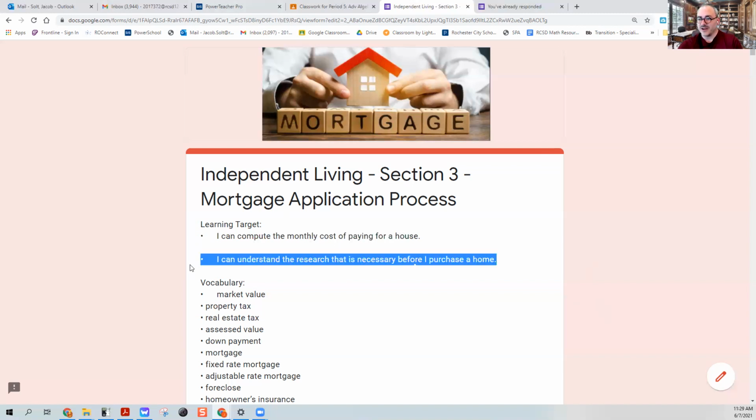All right. Today, we're going to start with this second learning target. I can understand the research that is necessary before I purchase a home. And the research necessary before you purchase a home, you want to run your front end ratio and your back end ratio. And I will explain what those are when we get there.